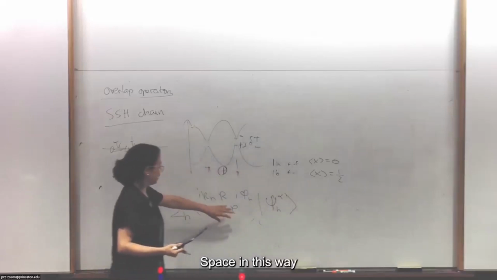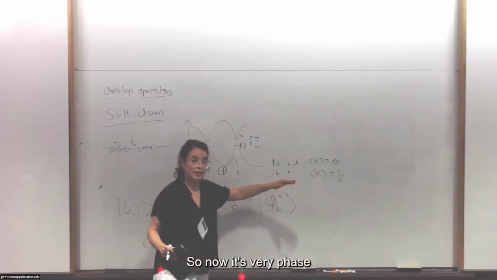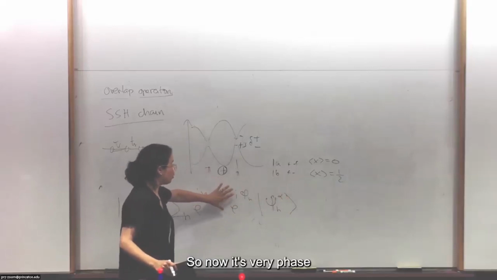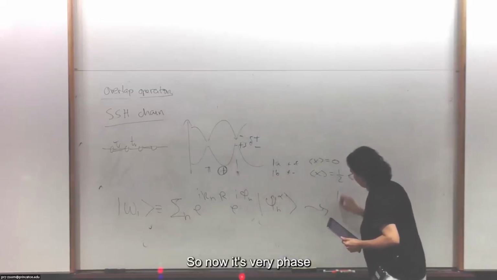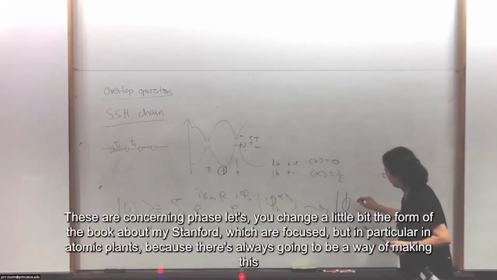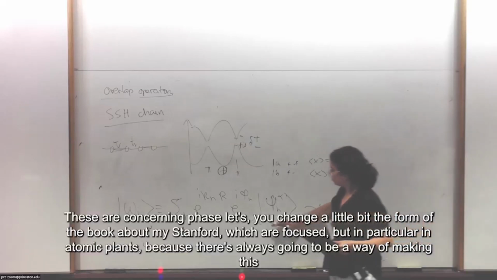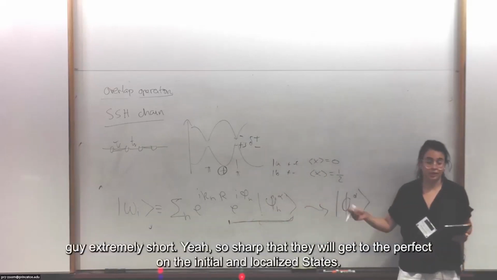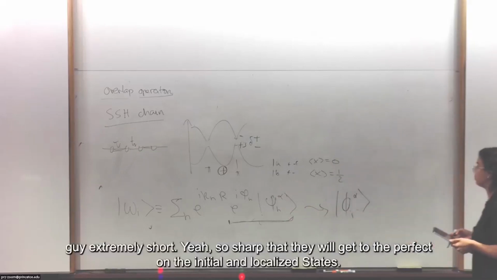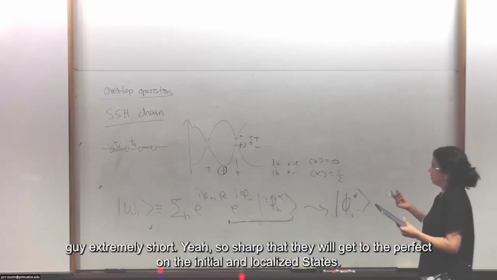This arbitrary phase lets you change a little bit the form of the Wannier centers, which are localized states, but in particular in atomic bands, there's always going to be a way of making this extremely sharp, so sharp that they will get to perfectly localized states. Why is this true? Because it's a property of the Bloch functions that they don't have irremovable singularities. They're still periodic, choosing the right center. We will need to choose the right center, but then we will be able to do that. And you can calculate it.